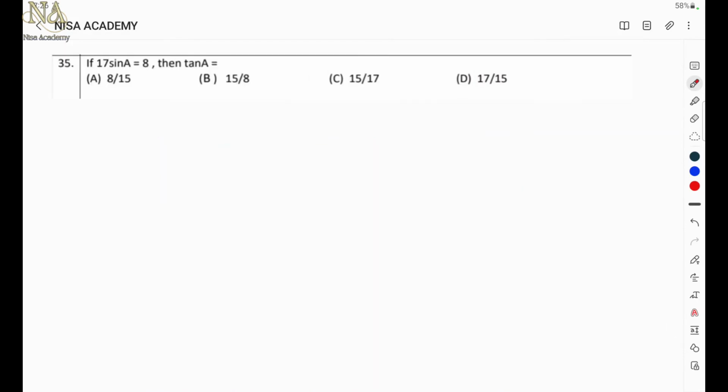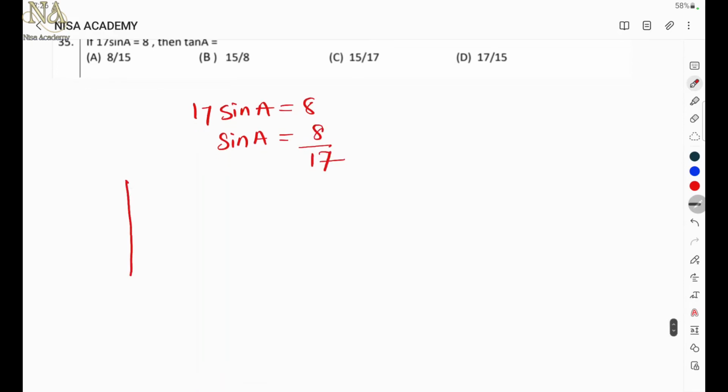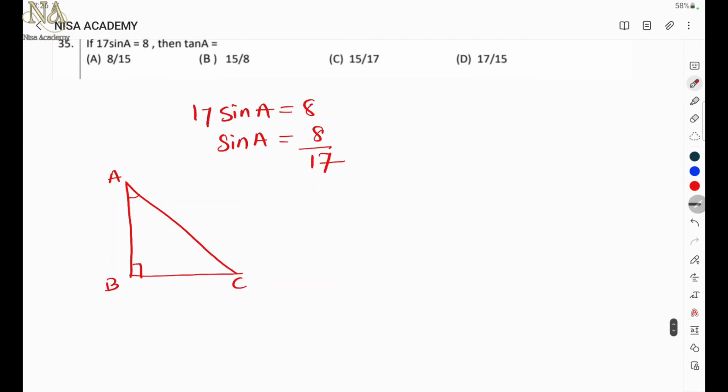Next problem. Question number 35. If 17 sin A is equal to 8, then tan A equals. So 17 sin A equal to 8. So what is sin A? Yes, 8 upon 17. So now let's draw a right angle triangle ABC. Any angle you can take here. Okay, sorry, A we have been given. So sin A is what? It is opposite side upon hypotenuse. Correct? So opposite 8 upon hypotenuse 17.